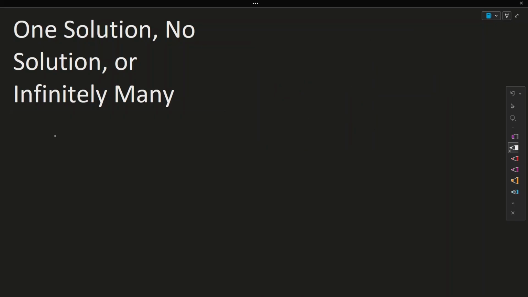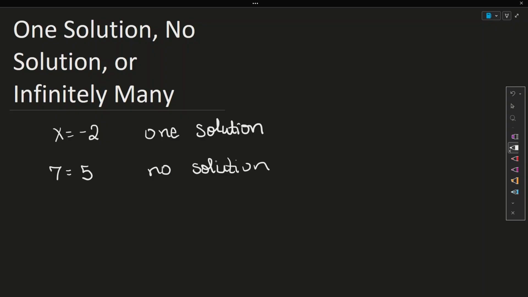Now let's summarize the 3 possible outcomes. If solving leads to a statement like x equal to -2 or x equal to 5, something like that, then there will be one solution. If, on the other hand, solving leads to a false statement, like 7 equal to 5, that tells us there is no solution. And if solving leads to a true statement, like -8 equal to -8, that tells us there are infinitely many solutions.